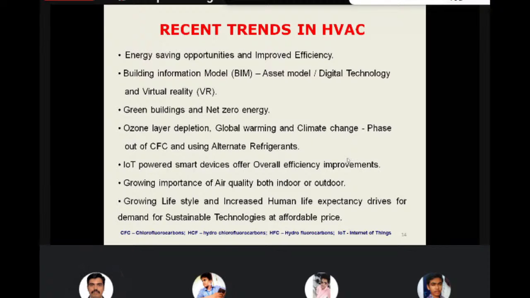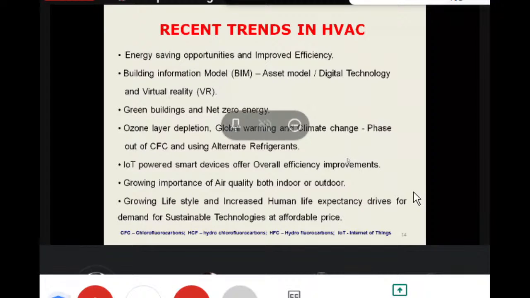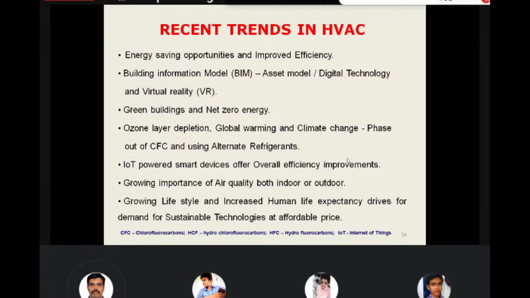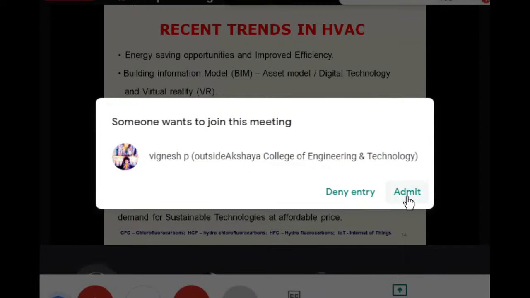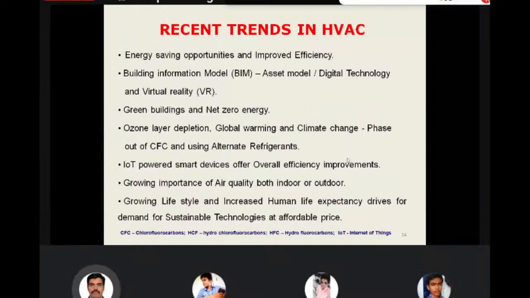Big question mark. So this is the area we now have to think about, the indoor condition: how to make it clean and get clean air inside. There are products available, there are techniques available to clean the outdoor air and get it into our conditioned area. And growing lifestyle, increased human life expectancy.